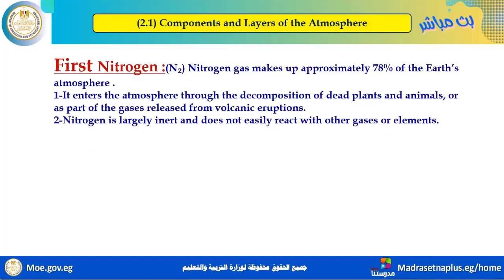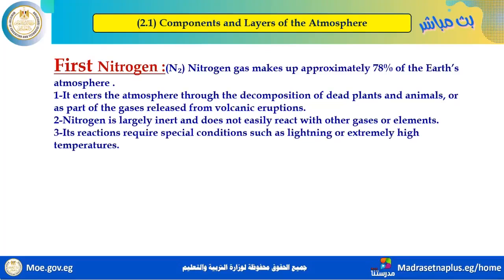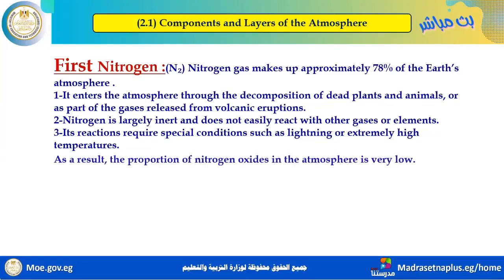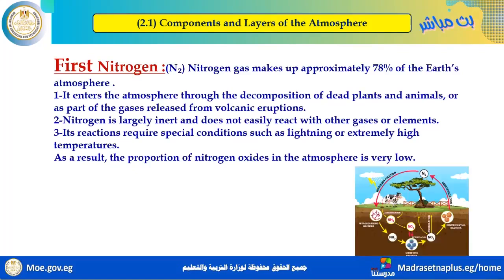We mean it is not active normally and doesn't easily react with other gases or elements because it is not an active element. Its reaction requires special conditions such as lightning or extremely high temperature. So its reaction does not easily happen. It requires special conditions. As a result, the proportion of nitrogen oxides in the atmosphere is very low. So nitrogen oxide in the air, high or low? No, it's very low. This is a photo for the process of decomposition and oxides and the cycle of nitrogen.